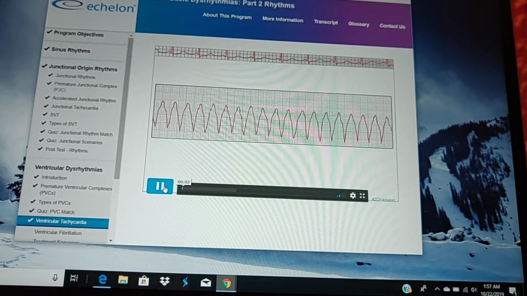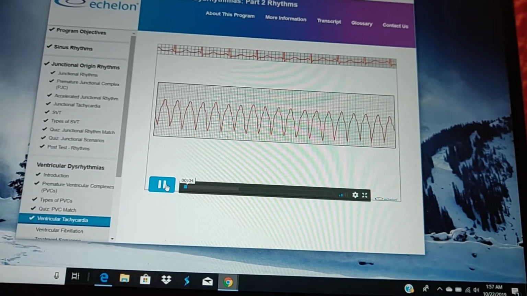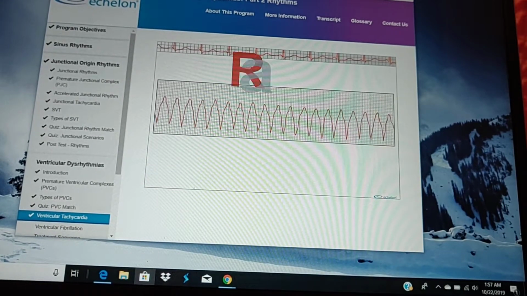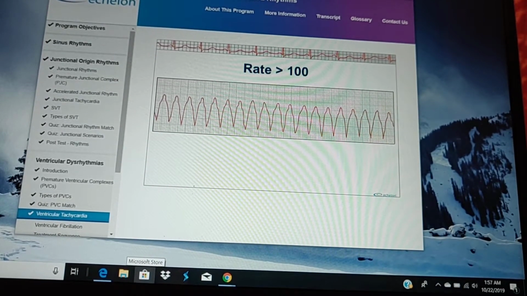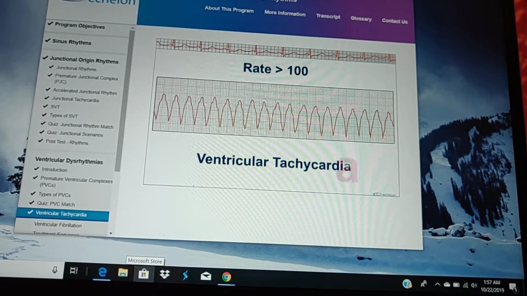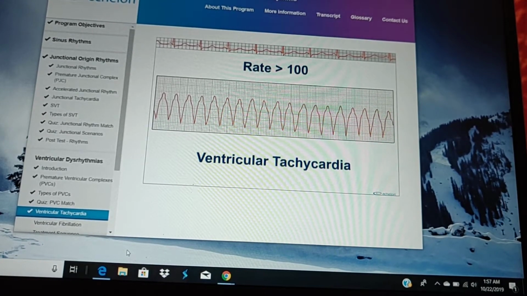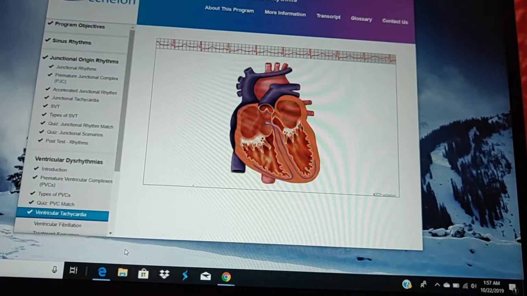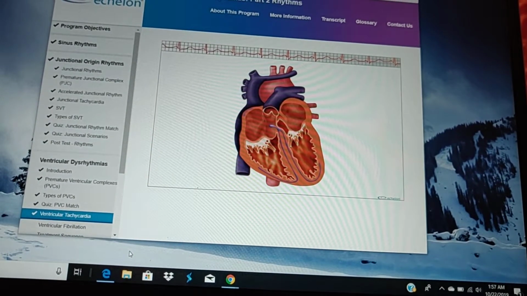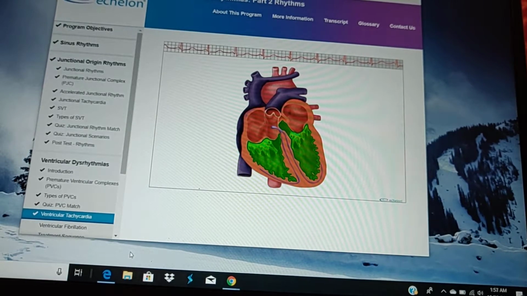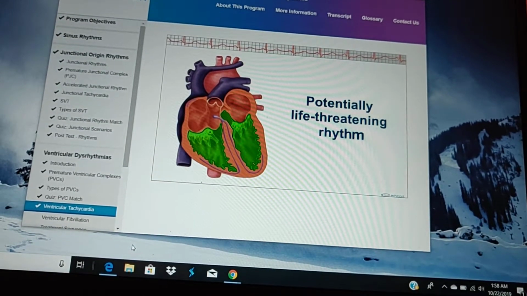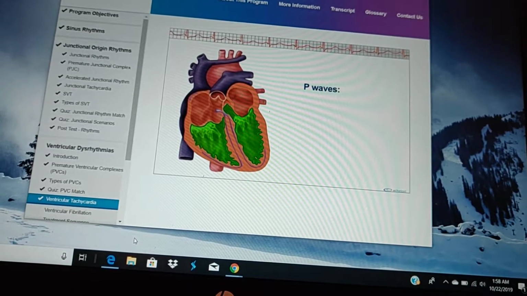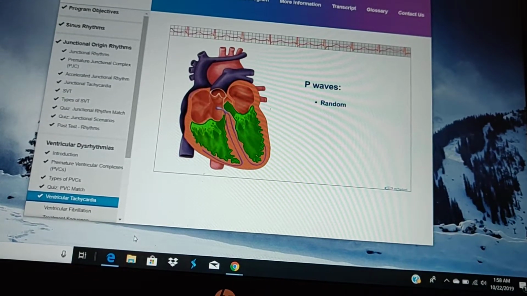When a patient experiences 3 or more consecutive premature ventricular complexes, or PVCs, at a rate greater than 100 beats per minute, the patient has ventricular tachycardia, or VT, also known as VTAC. Like a PVC, ventricular tachycardia, or VTAC, originates from an ectopic focus in either ventricle and is a potentially life-threatening rhythm. Sometimes there can be visible P waves popping up randomly during ventricular tachycardia.